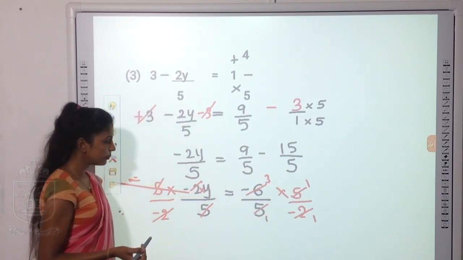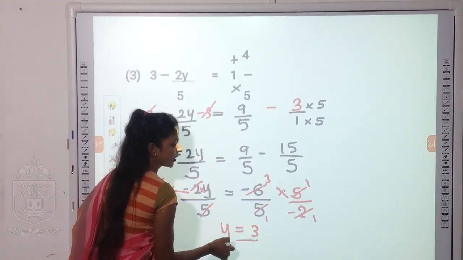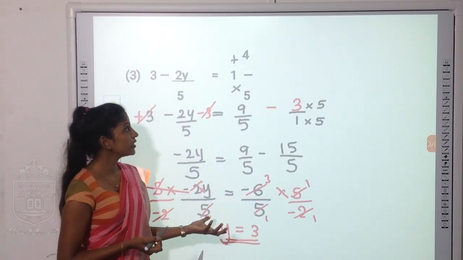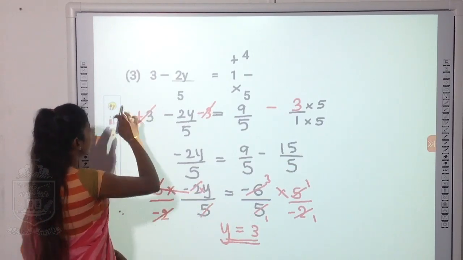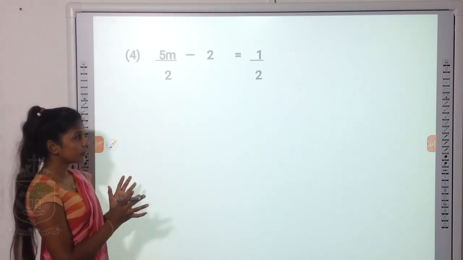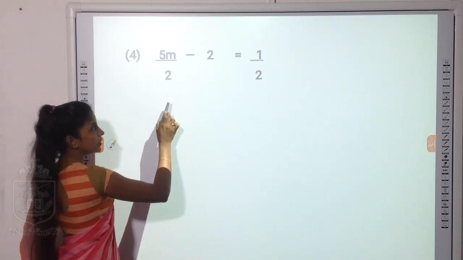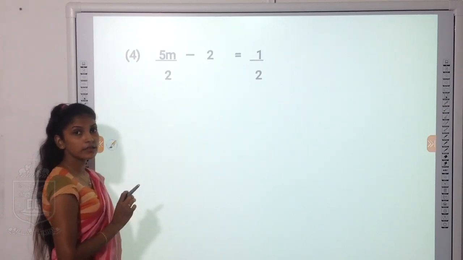Minus will become plus. So here the answer is y equals 3. So this is the way of simplifying equations containing fractions. So let's do one more. Here you have also fractions, right? Two terms are there. 5m over 2 is the first term. Second term is minus 2.